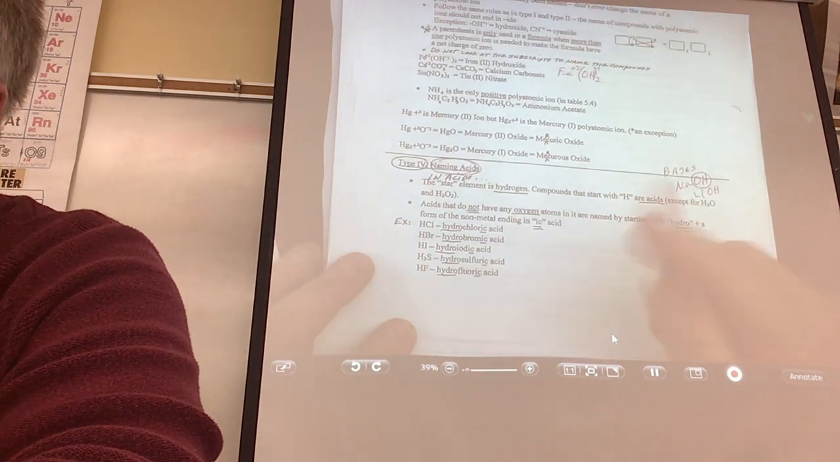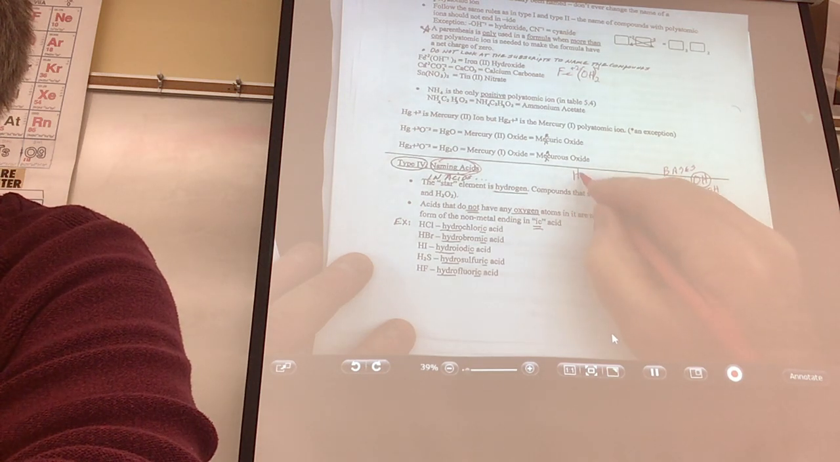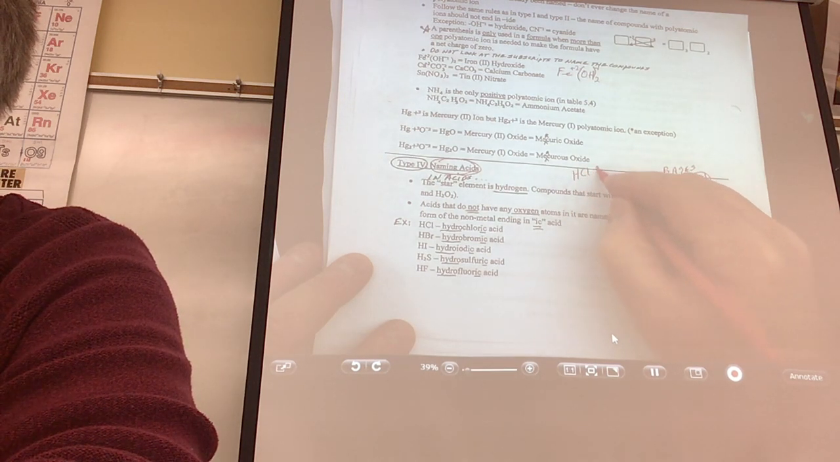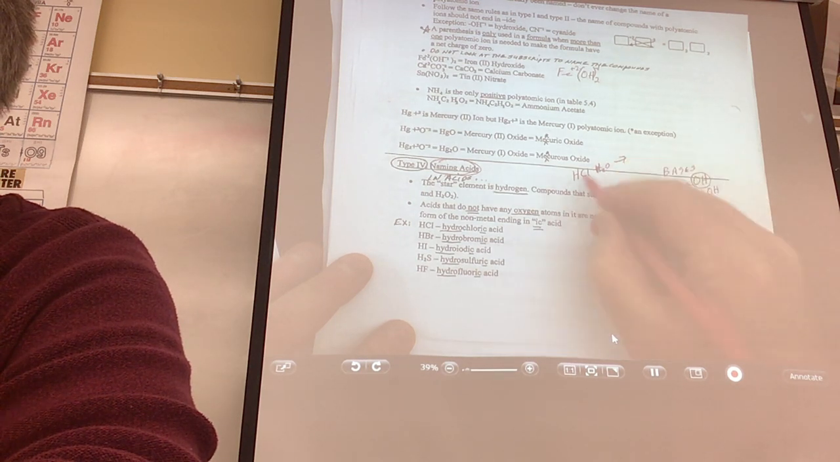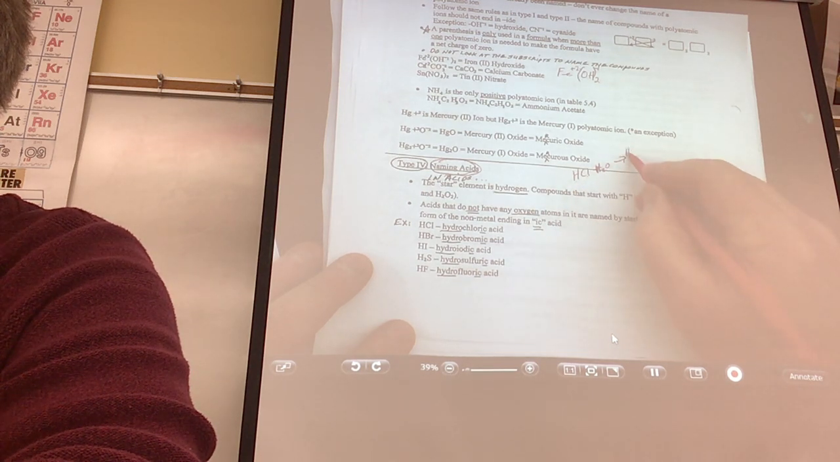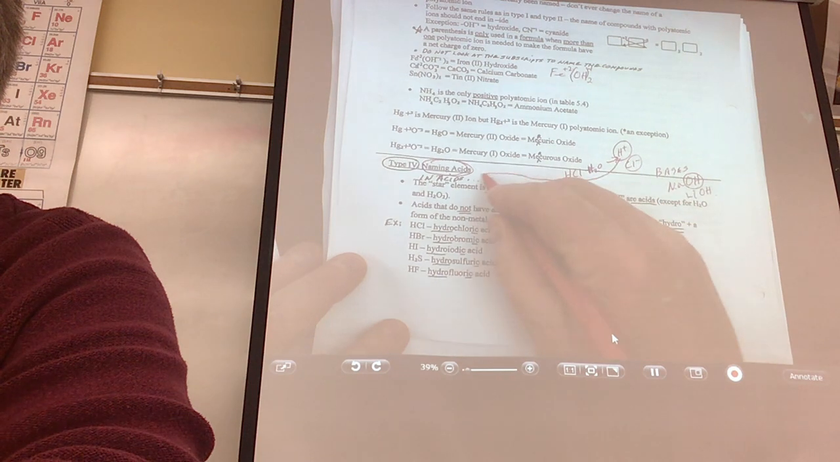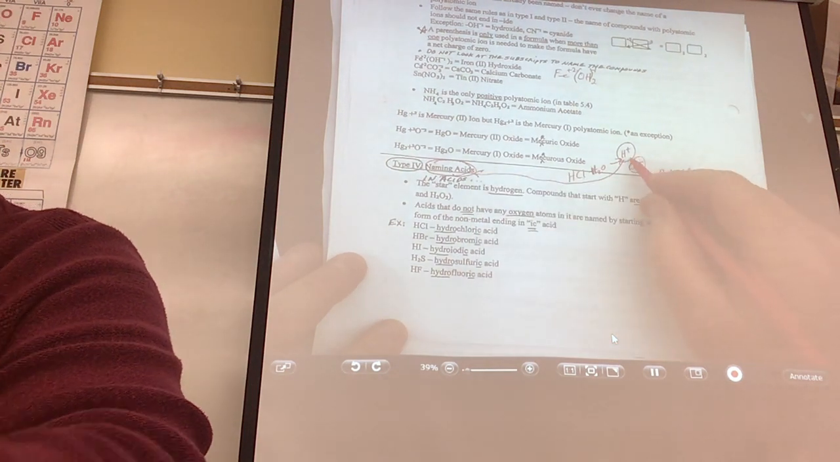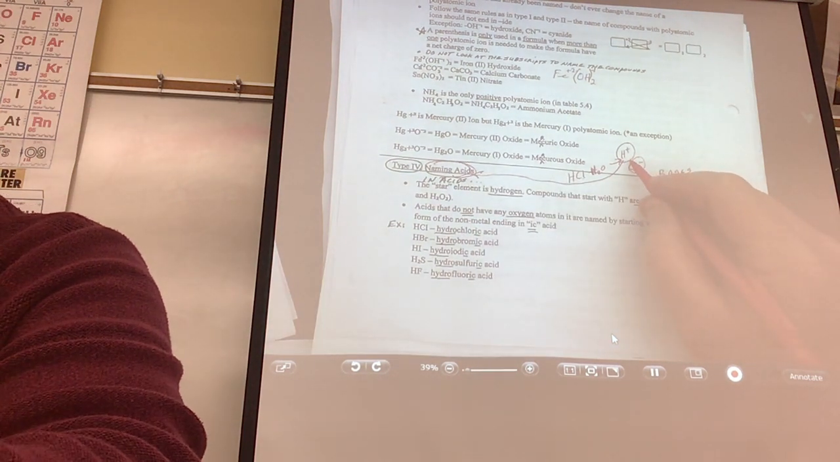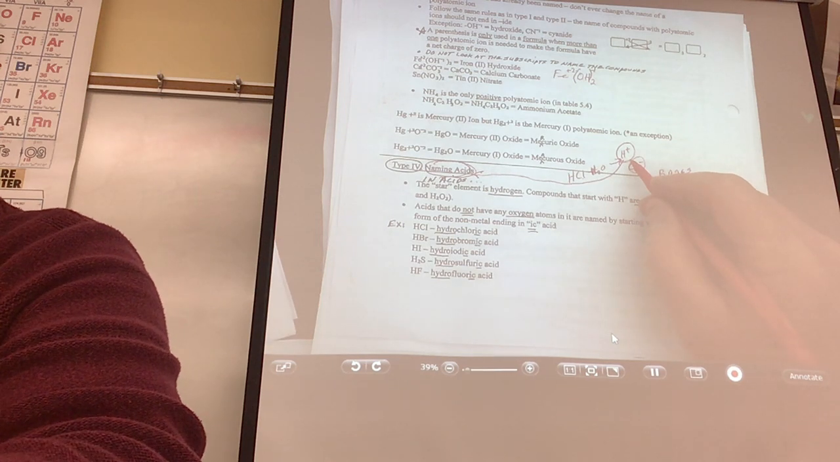Okay, so what's an acid? All right, here we go. An acid is a chemical that, when you put it in water, will break apart and produce hydrogen ions. This right here is why you're an acid. If you produce hydrogen ions in water, you are going to be an acid.